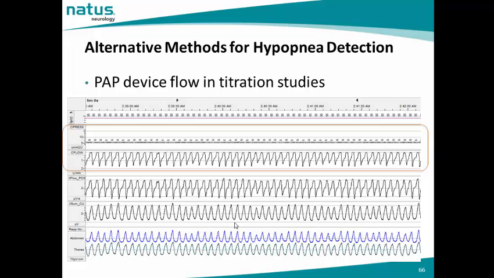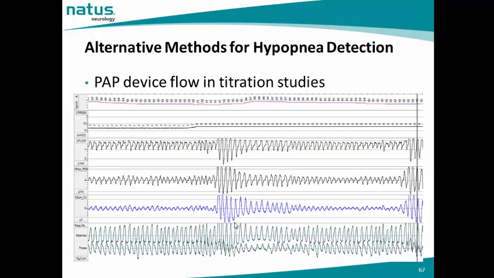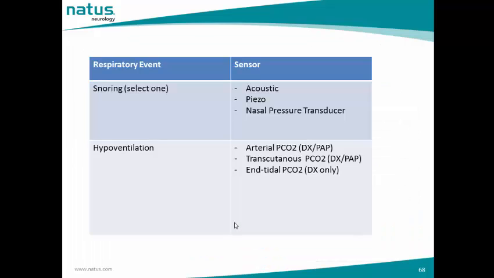And here you can see a normal sinusoidal breathing pattern. And this is an example when the pressure is not sufficient. So for recording snoring, we have to select one of the following sensors: the acoustic, piezo, or nasal pressure transducer. For hyperventilation: arterial PCO2 if it's diagnostic or PAP, transcutaneous PCO2 if it's diagnostic or PAP, and end-tidal PCO2 if it's diagnostic only.